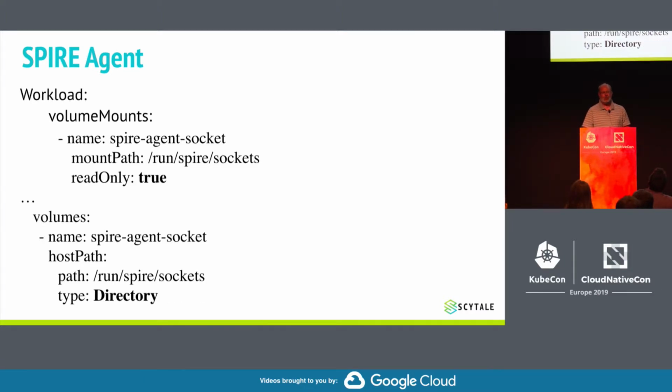For each of the workloads, this looks exactly the same except for two things. We've flipped read-only to true and type to directory. So we don't want a workload to be able to create any files in that, and we don't want the workload to be able to create the directory, right? Because you wouldn't want a rogue workload masquerading as the Spire agent. And don't worry, even though read-only is true, the workloads can connect to that Unix domain socket and write to it.